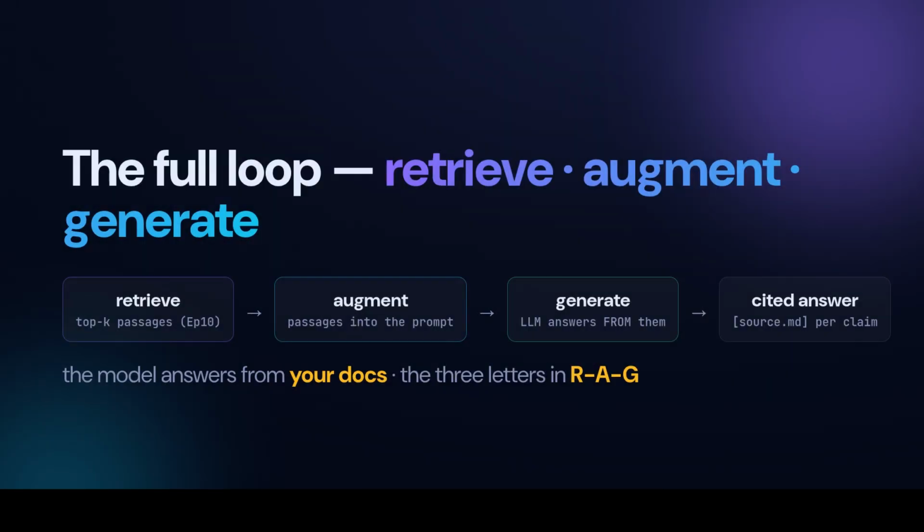This is the full RAG loop, and it's 3 steps. Retrieve. Embed the question and pull back the top passages, exactly like last episode. Augment. Take those passages and paste them into the prompt as the only source the model is allowed to use. Generate. Call the language model, and it writes the answer from that context. Retrieve, augment, generate. That's literally what the 3 letters in RAG stand for. The retrieval you already have. Today we add the augment and the generate.